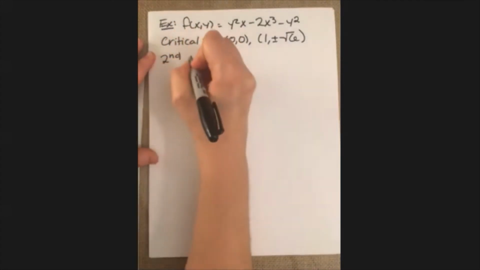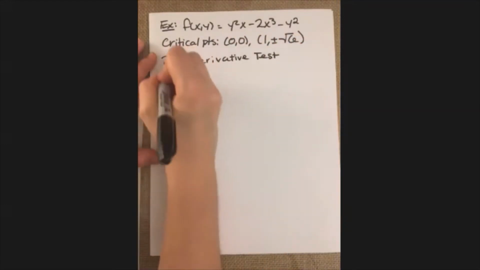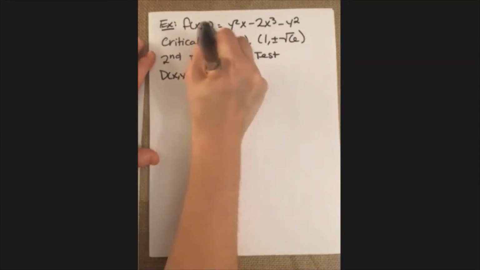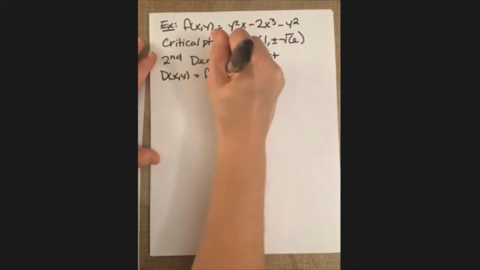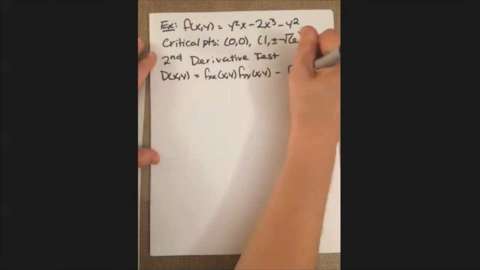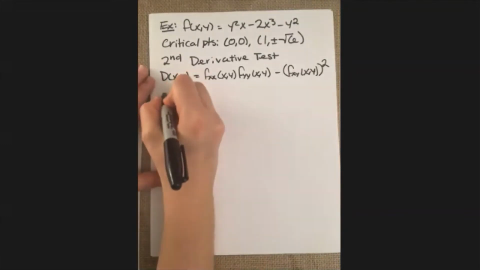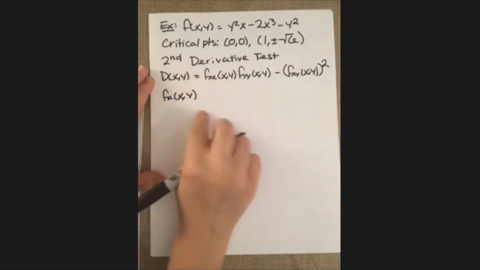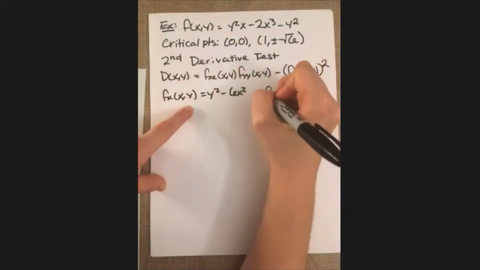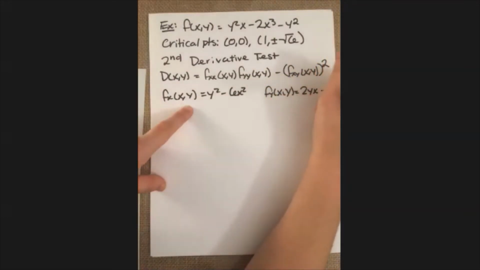Our second derivative test says that we have to start by computing this function D(x,y), which is equal to second partial with respect to x times second partial with respect to y minus mixed partial at xy squared. Okay, so partial with respect to x is y squared minus 6x squared. Partial with respect to y is equal to 2yx minus 2y.